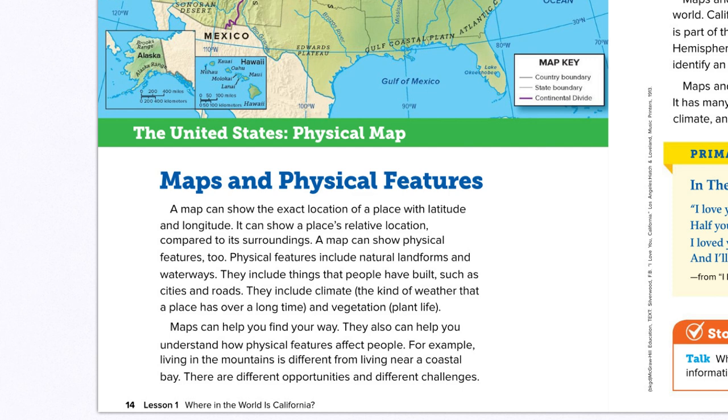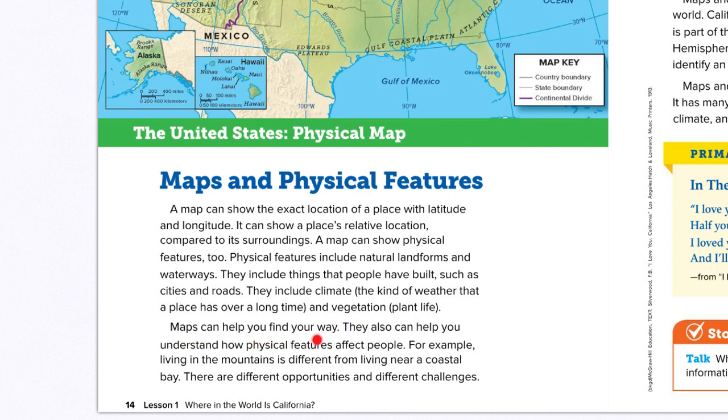A map can show the exact location of a place with latitude and longitude. It can show a place's relative location compared to its surroundings. A map can show physical features too. Physical features include natural landforms and waterways. They include things that people have built, such as cities and roads. They include climate, the kind of weather that a place has over a long time, and vegetation, plant life.